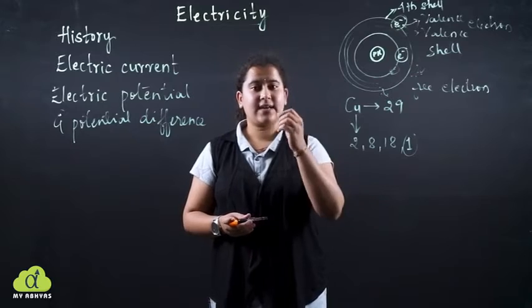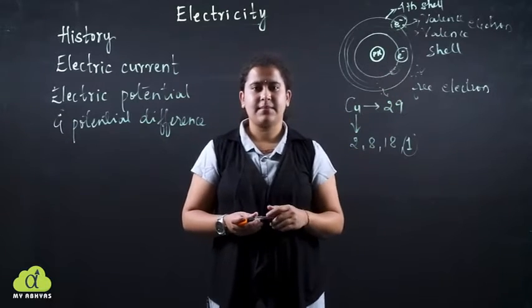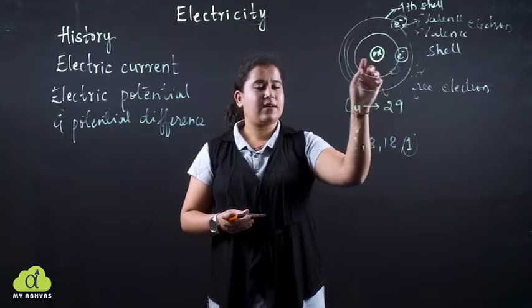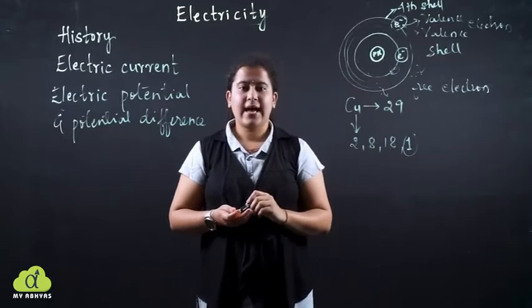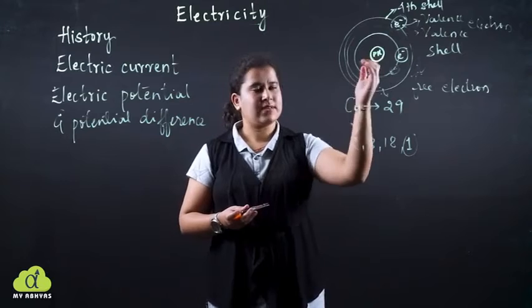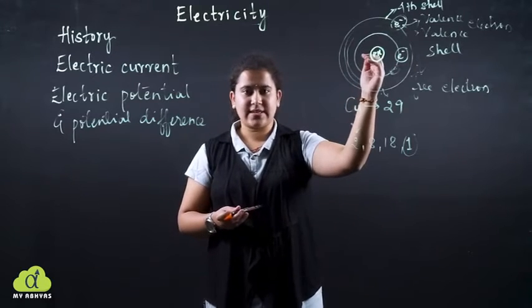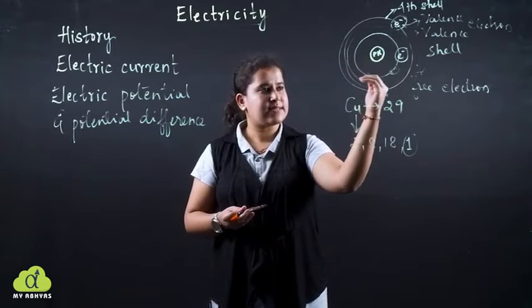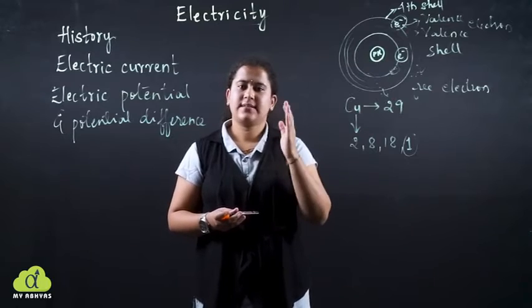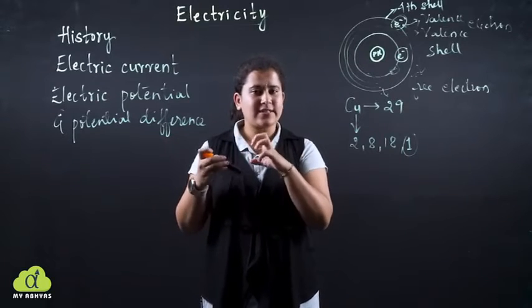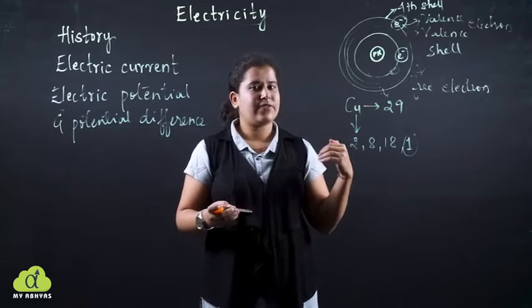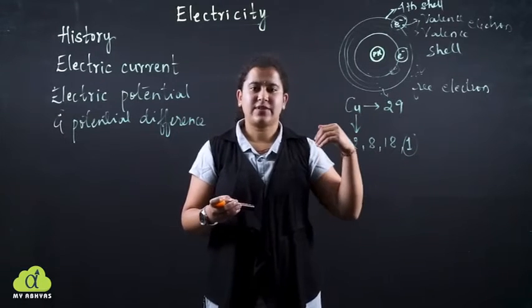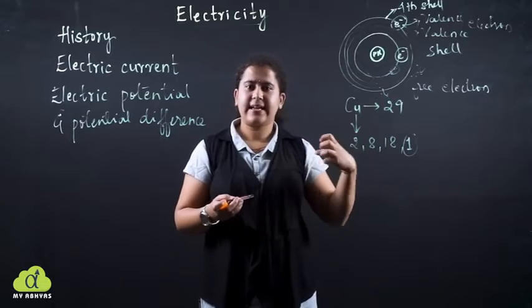Why can't I take out the electron which is inside? Because the electron inside, in the first shell, is under a lot of influence from the nucleus. The nucleus influences the first, second and third shells, and it holds them very tight. So I have to give a lot of energy for that. But if it is in the last shell, the valence shell, I can easily remove it.